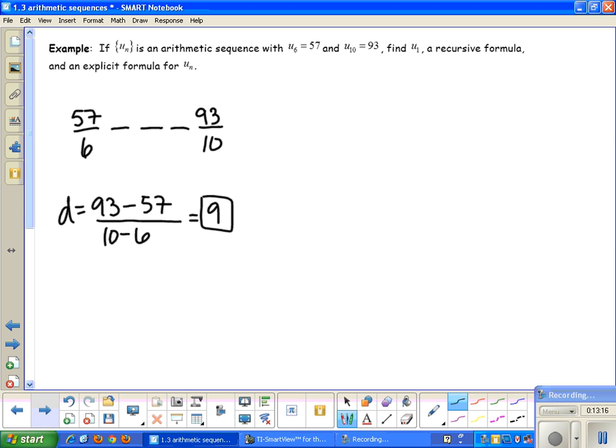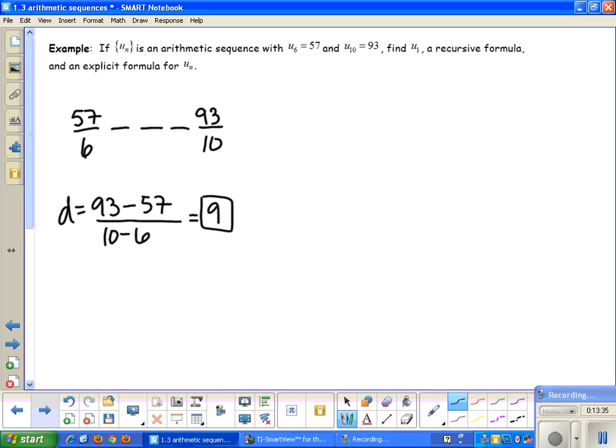So the next part I need to do is find my first term. There's a couple different ways you can do this. You could just take 57 and subtract 9 six times and figure out what your first term is. That's fine. Or you can plug it into the formula if you wanted to figure out what your first term is. So I'm going to go ahead and do it that way just to show you.